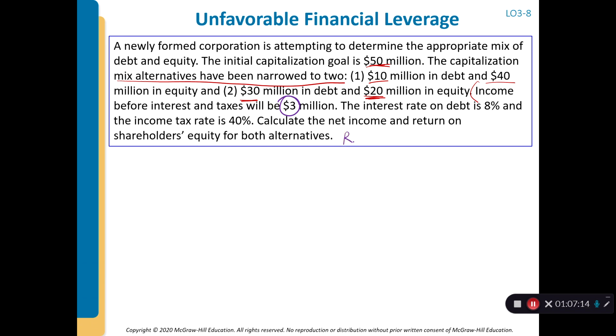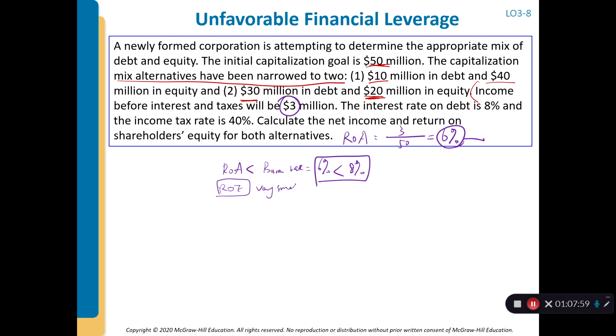Okay, so therefore the return on asset is going to be 3 million divided by 50, so let's say 1.8%, right? Wait, it's going to be 6%, right? So when you look at this, 6% is less than 8%, right? So return on asset is smaller than the borrowing rate. So that means the return on equity is going to be negative. It's going to be very small. Okay, right? So how much is it? Then let's look at the alternatives.